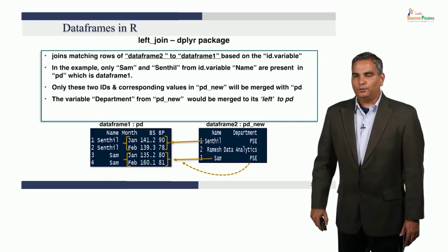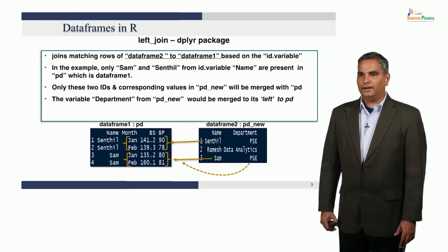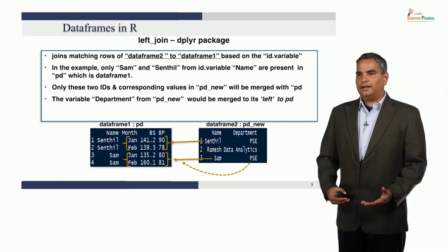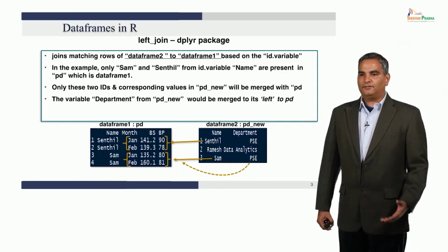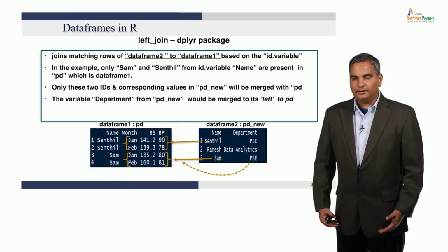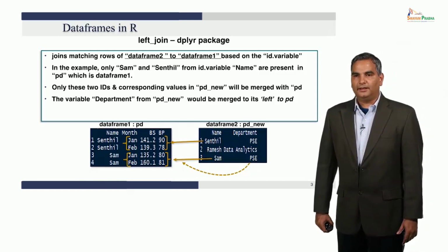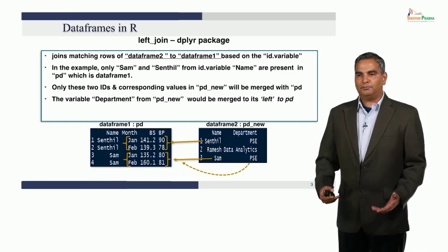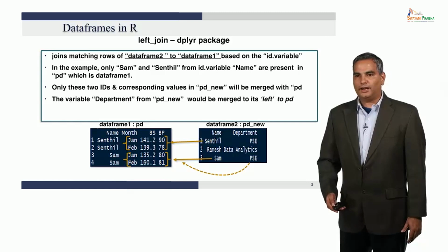Now let's start with one join command. Let's say I want to join rows of data frame 1 and data frame 2 based on the ID variable. Now I see a problem. If I use the ID variable name for this join, in one data frame I have Sam and Senthil. In the other data frame, while I have Sam and Senthil, I also have a new name that is not there in data frame 1, which is Ramesh. Now the question is, when I join these two with this identifier, what happens to the data that is available or not available? So let's look at what happens in this case.